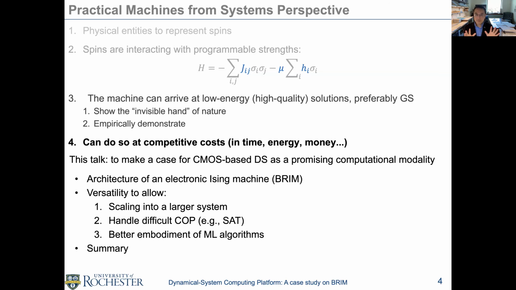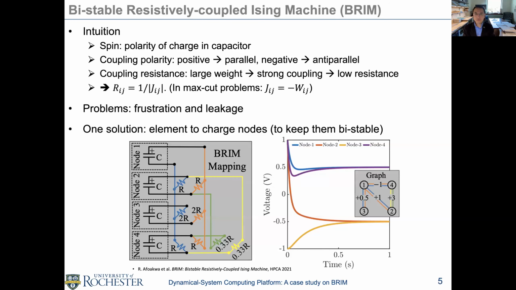So in this talk, I'm going to try to make a case for this CMOS-based dynamical system. I would want to convey the idea that it is a very promising computational modality. So I'm going to briefly talk about this machine. It's what we call BRIM, and it's leveraging the versatility of the CMOS platform today, and it's going to allow us to do a number of things. I hope to give you 3 examples if I have time. So let's start with the system.